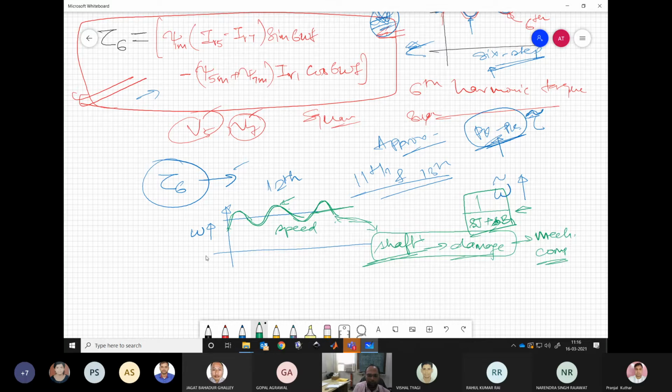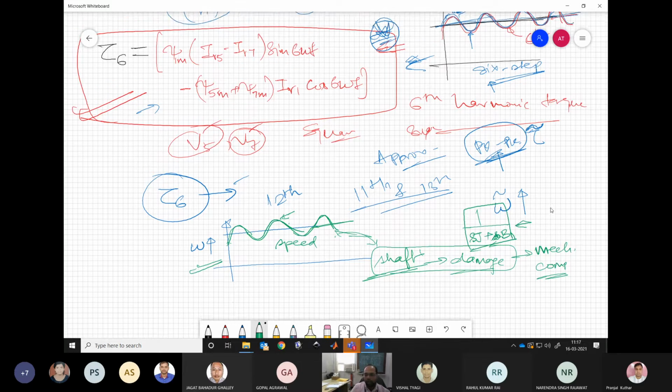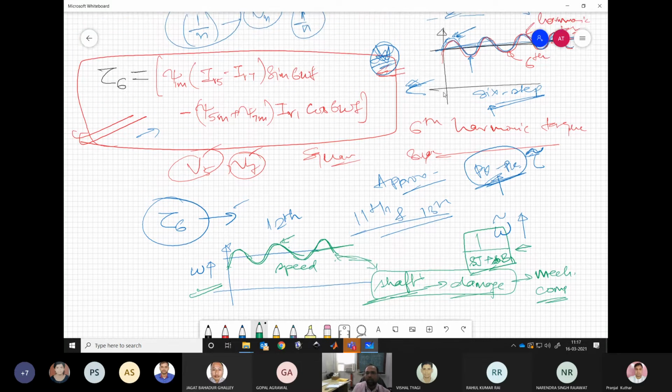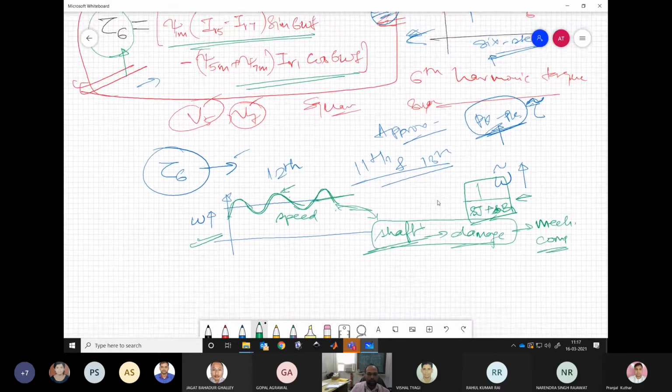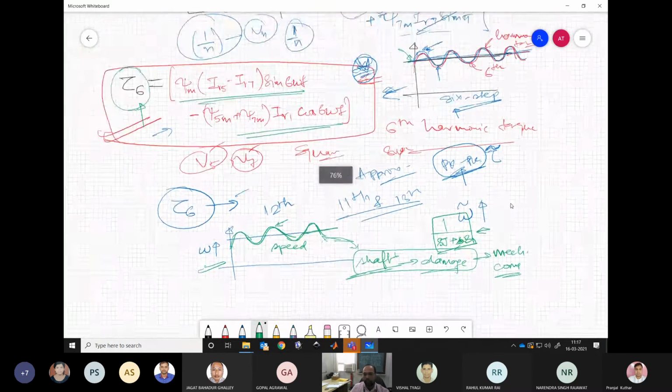So which is why we need to get rid of this speed ripple or speed fluctuation, or indirectly we need to get rid of these torque harmonics. Now let us try to see what can be done for the most dominant torque harmonic. Can we eliminate this harmonic, or can we at least minimize it for some values? So let us say we note down the torque value once again.